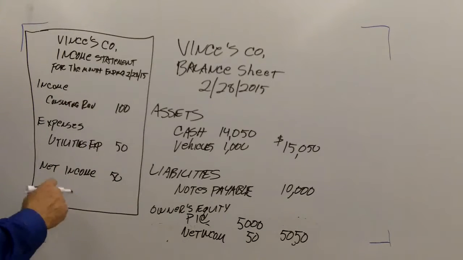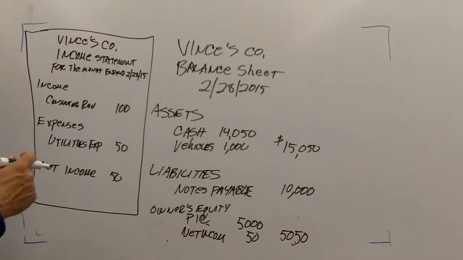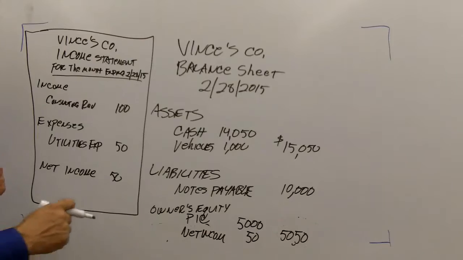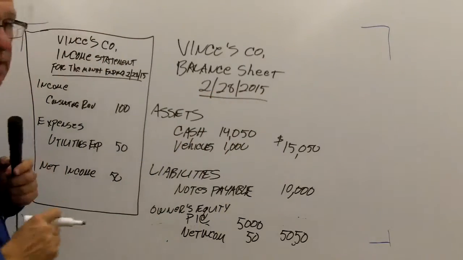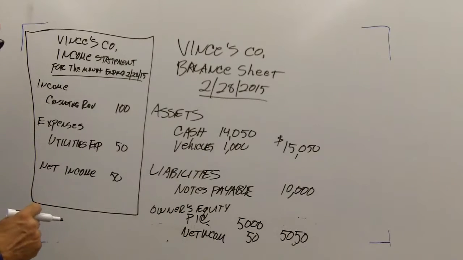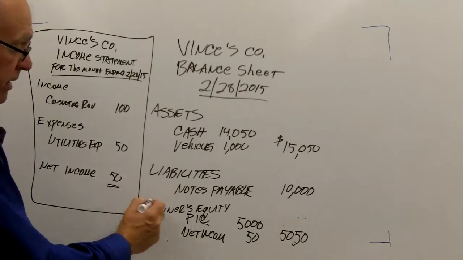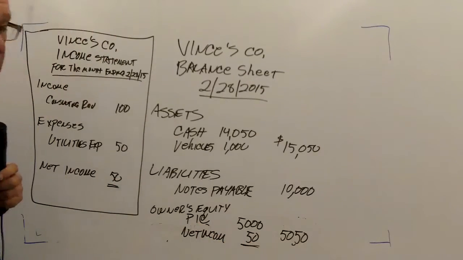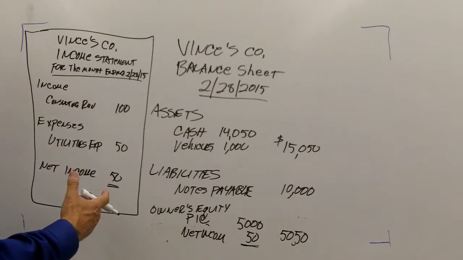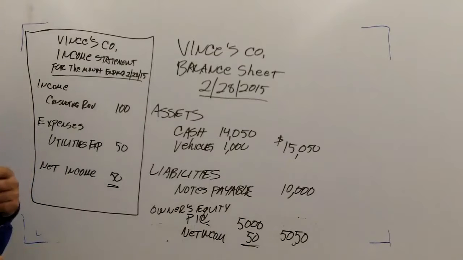So this is the income statement. Important points: this is for a period of time. The balance sheet is as of a specific date. Important to recognize that. The other thing is that my net income ties these two statements together. My net income, which is the bottom line of my income statement, is also shown in the equity section of my balance sheet.